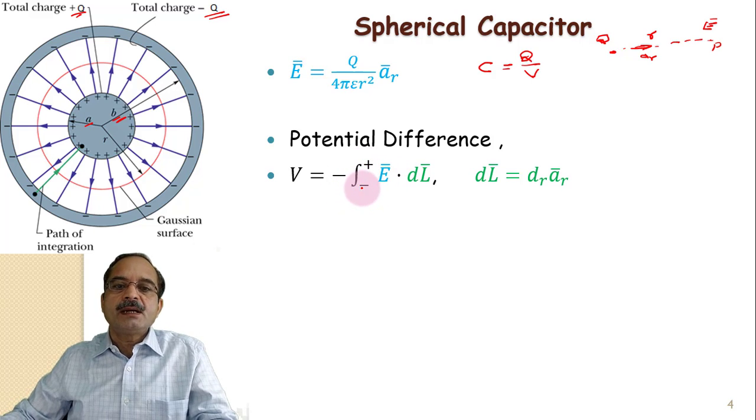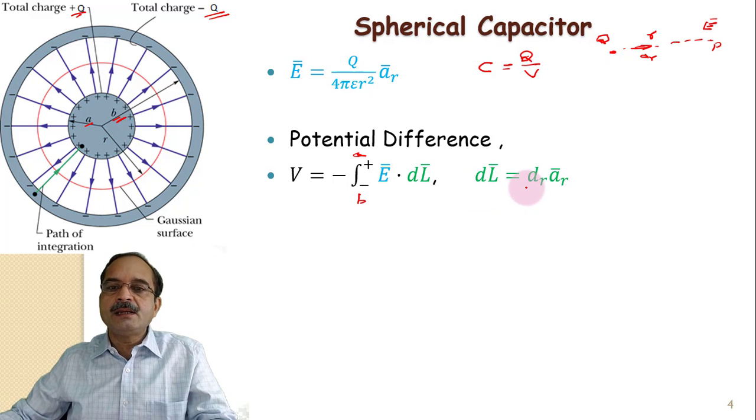Negative means it is the negatively charged plate, or negatively charged conductor, at a distance b, and positive means the positively charged conductor, that is the inner sphere with radius a. So the integral limits will be b to a, E dot dl, where dl is the differential length. Now we will consider spherical coordinates. In spherical coordinates, dl is dr ar. Now substituting this E here and this dr ar here, let us evaluate this integral.